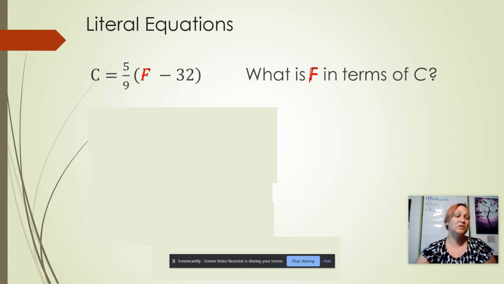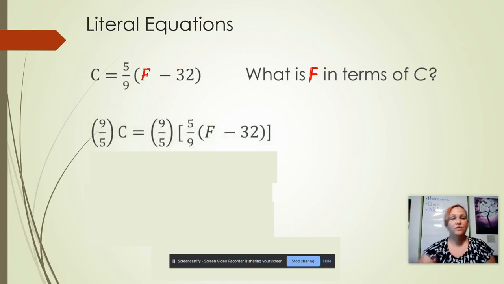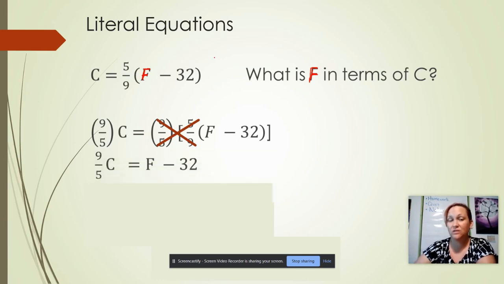All right, so I'm going to multiply on each side of the equation by the reciprocal, which would be 9/5. So notice I have a new 9/5 in front of my C, and I have a 9/5 in front of the entire right-hand side. And the reason why we multiply by the reciprocal is it'll end up canceling out that fraction. The 9s will cancel, and the 5s will cancel, leaving us with this. And so now I've gotten rid of the 5/9.